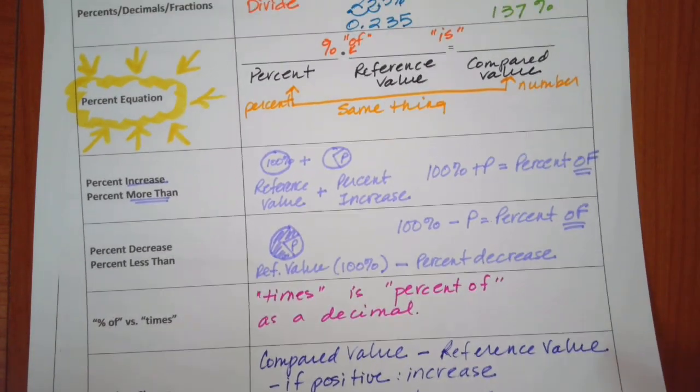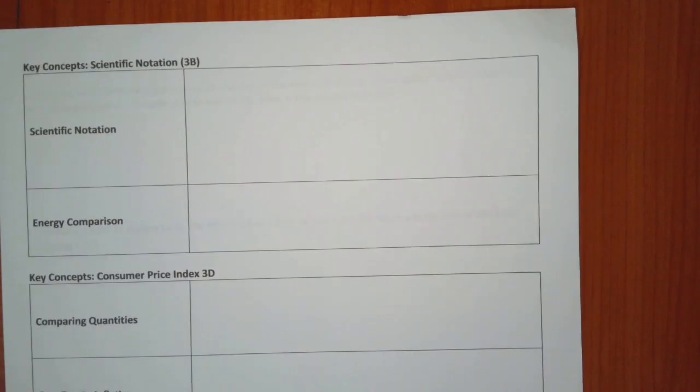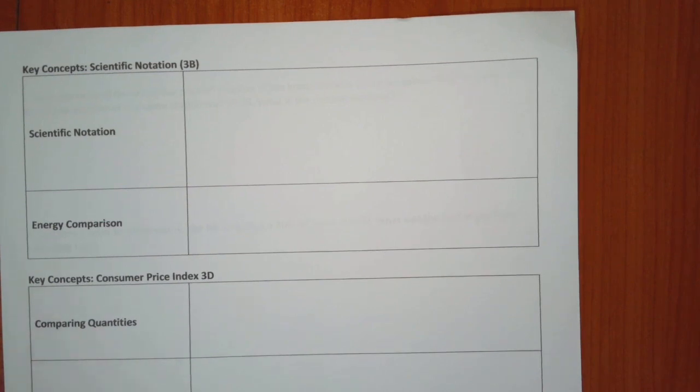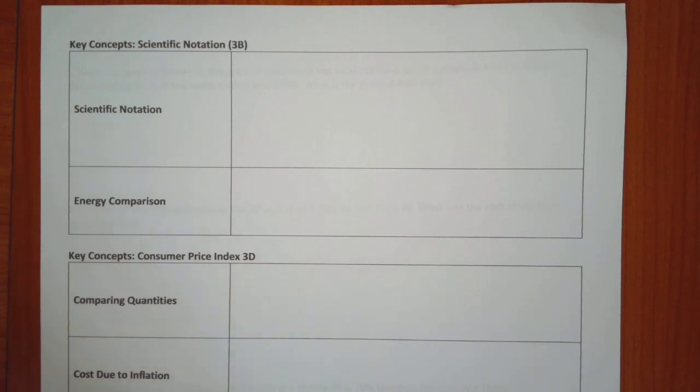Okay, so I think that's all for 3A. Okay, then we go to 3B. I forgot about 3B. 3B was all about scientific notation and using that for energy comparisons.